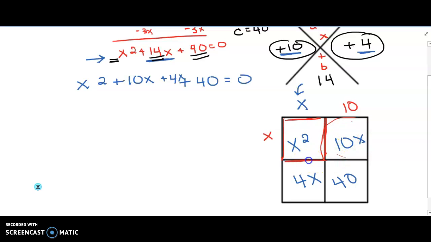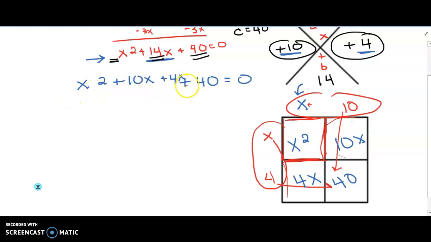Okay, same thing down here. If I know this side is x, because that's what it says right here, and this area is 4x, this would have to be 4. And if I did it right, 4 times 10 gives me 40, and yes, it does. Okay, so here's my factors.